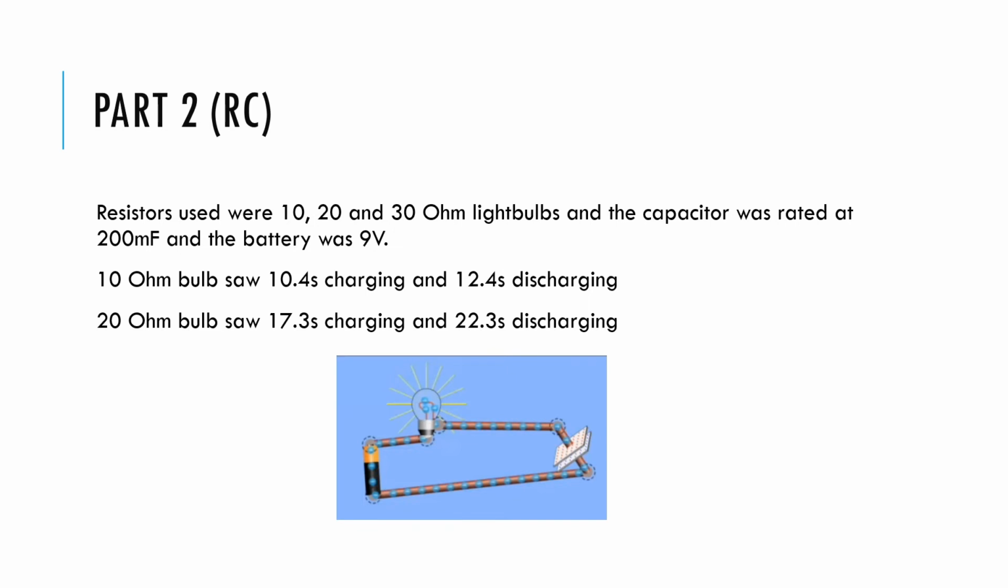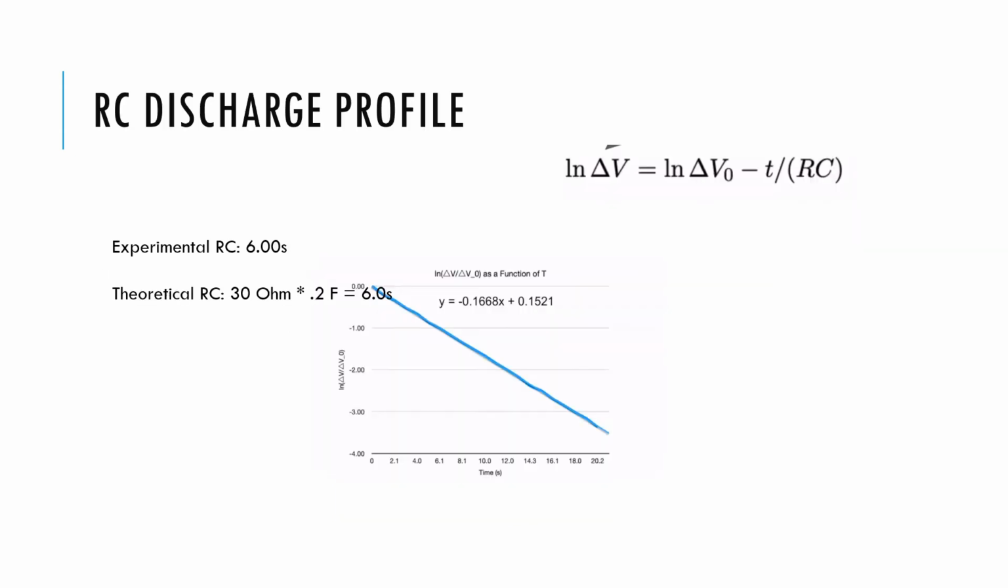Part two, this used 20, 10, 20, and 30 ohm light bulbs and a capacitor at 200 millifarads and a 9-volt battery. Because there was a capacitor, you saw a charging of the capacitor and a discharging of the capacitor. As the capacitor charged, overall current decreased as those charges built up on the plates. When you disconnected the battery, it allowed that electromotive force from the capacitor to discharge and fuel the light bulb. We saw a greater charging time and discharge time with the 20 ohm light bulb because it allows less current to flow and extends the period of the discharge of that capacitor.